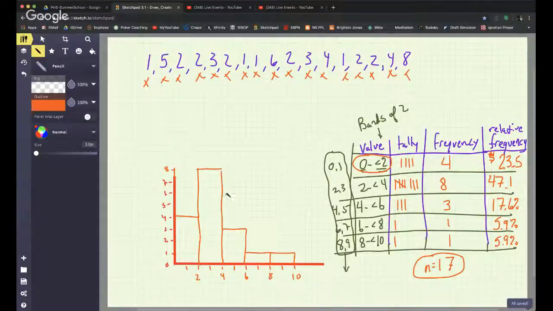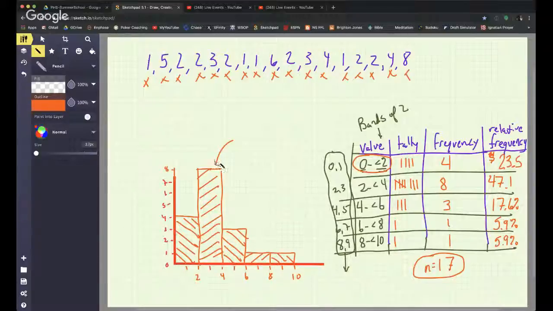So we can see that almost half of our data is between 2 and less than 4. We have a lot of data still between 0 and 2, and then also from 4 to 6. And just a little bit of data between 6 and 8 and 8 and 10. So by far, this is our biggest band. This is the biggest single chunk of data.